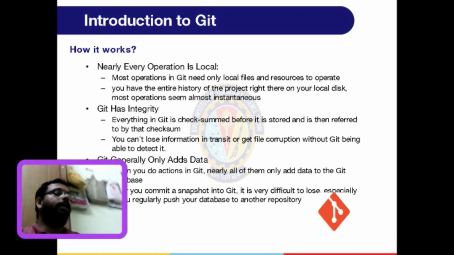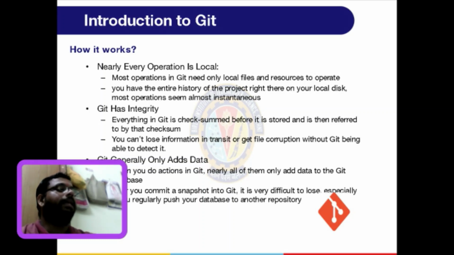How it works. Nearly every operation is local. Most operations in Git need only local files and resources to operate. You have the entire history of the project right there on your local disk. Most operations seem almost instantaneous.